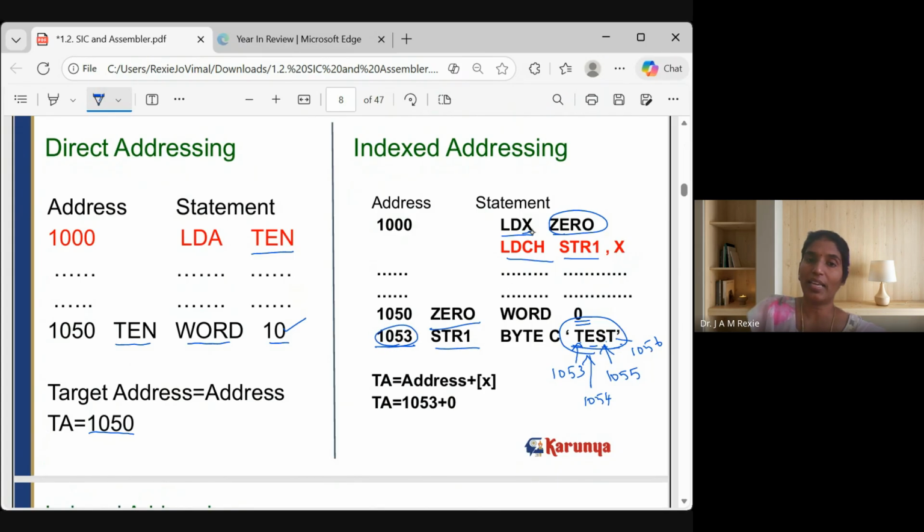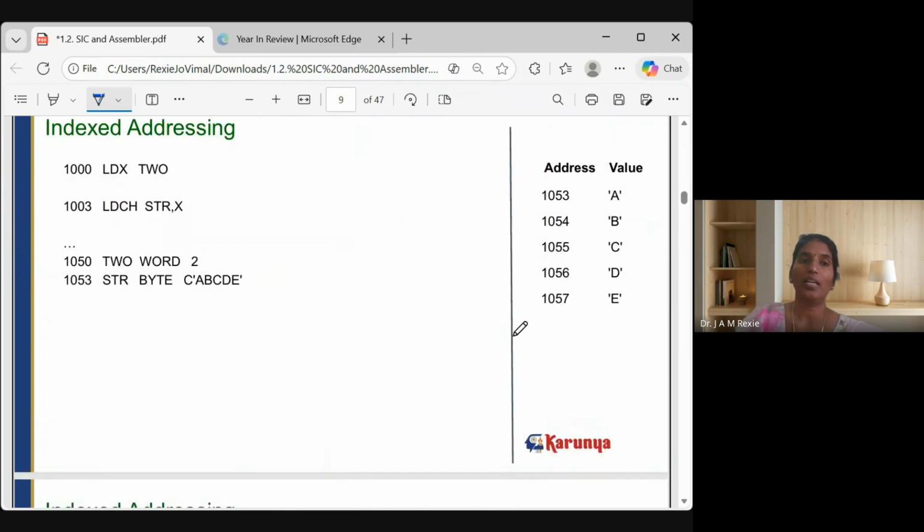What is the value of X here? It is having the value 0. So that 0 is added to 1053 and it is referred. So here also the target address is 1053 since X is loaded with the value 0. And let us consider another example. Now LDX is stored with the value 2.